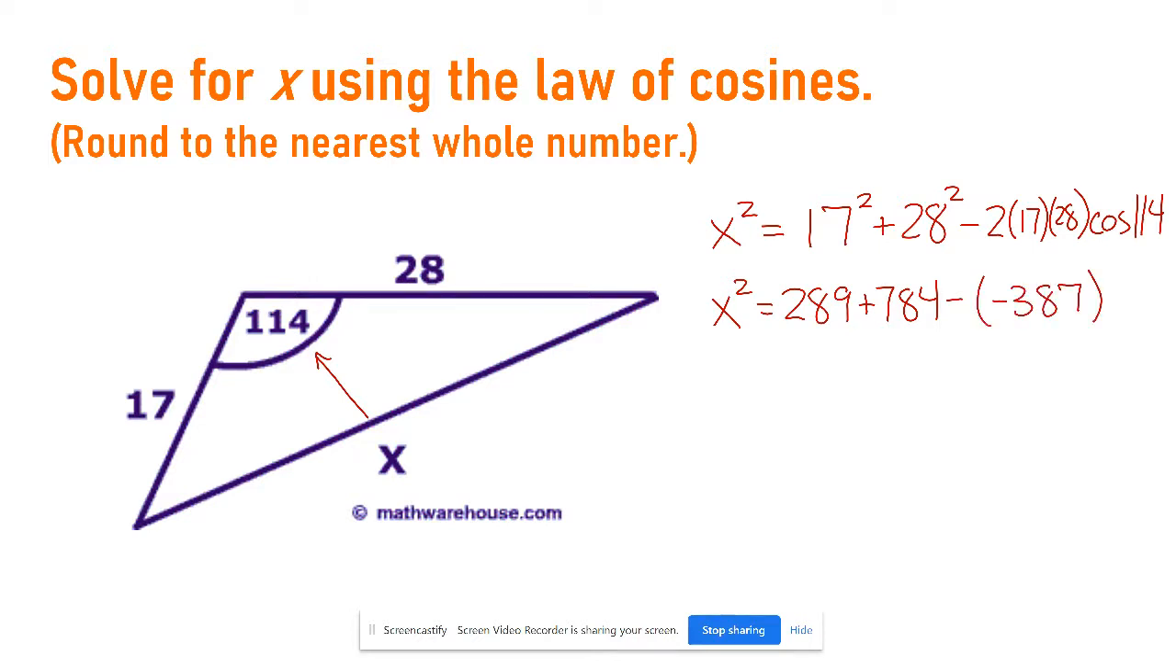Again, it says round to the nearest whole number. That is slightly rounded. Notice you can get negative cosines. There's nothing wrong with that. That will happen sometimes. So you do get a negative number that you're subtracting here. Now we're going to simplify this a little bit more. If you take 289 plus 784 minus negative 387, which becomes plus 387, you get 1,460. So then your final step here is just to take the square root of both sides.